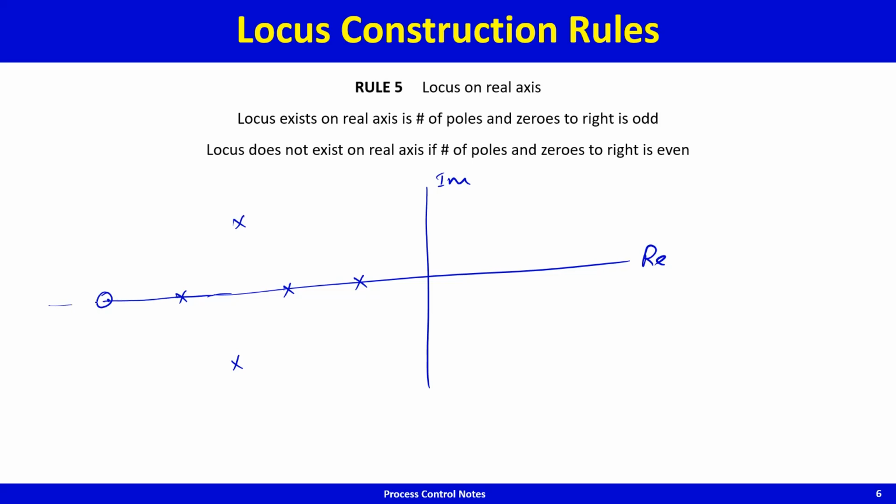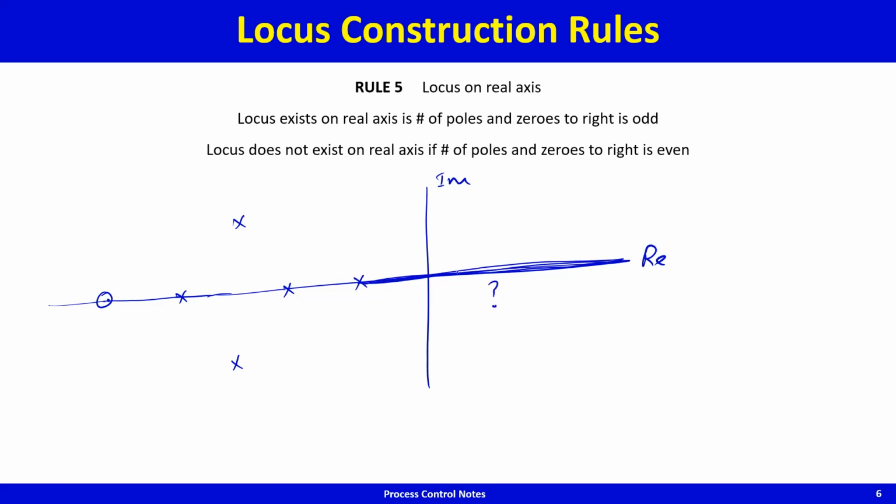So the crosses are poles and the circles are zeros. All right. So now the question is, does locus exist on this part of the real axis? On this part of the real axis. That's the question that I'm asking.